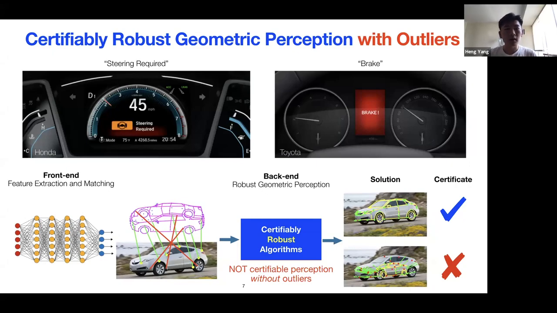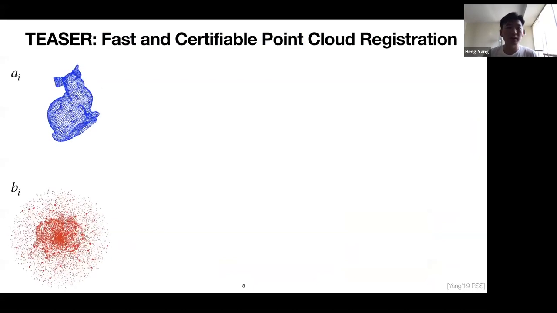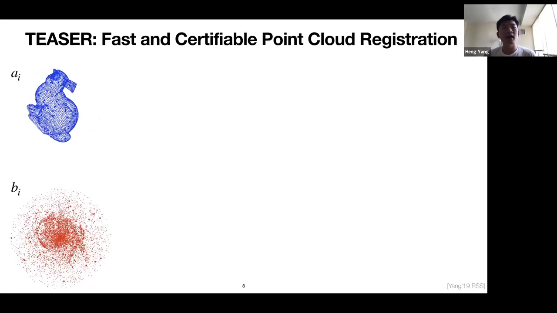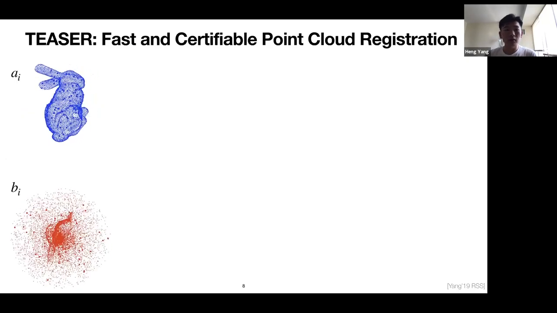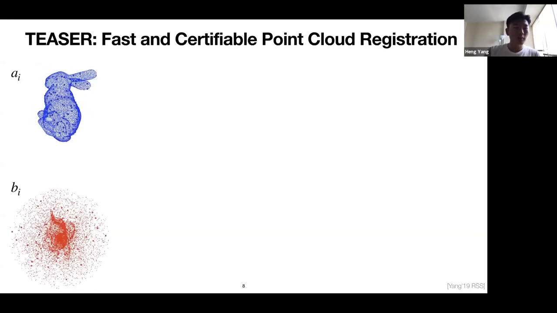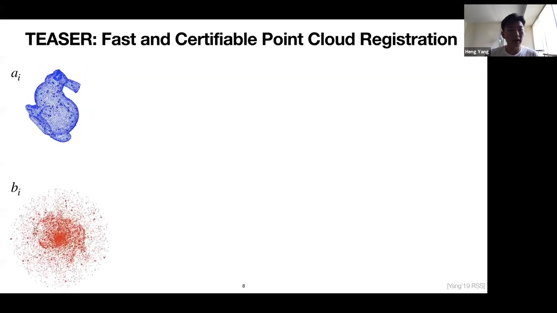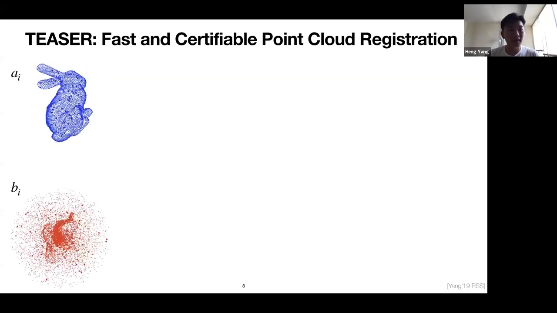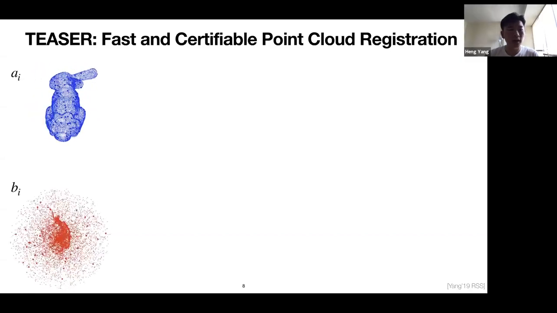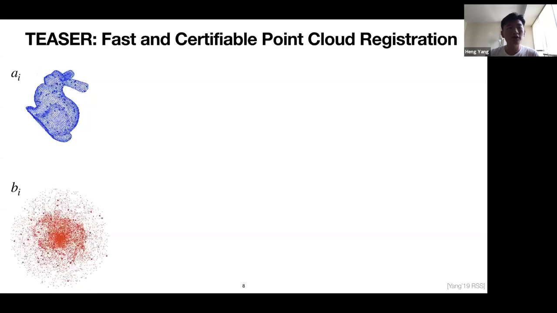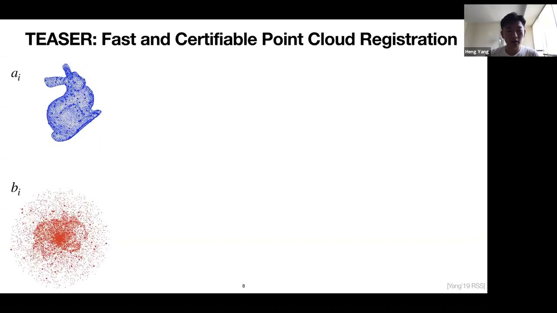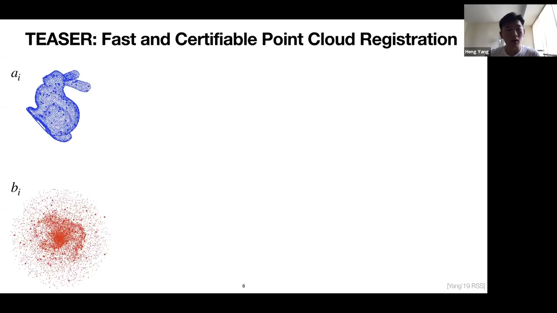So now I'm gonna talk about two examples. The first example is TEASER, which we specifically designed to do point cloud registration. So what is point cloud registration? As shown by these two rotating point clouds, given two point clouds A and B, for example, A can be a clean model of the bunny, and B can be a noisy scene that consists only of a partial scan of the bunny. Then we're trying to figure out the best rigid transformation that can align the blue bunny to the red scene. In this case, obviously there are a lot of outlier correspondences.